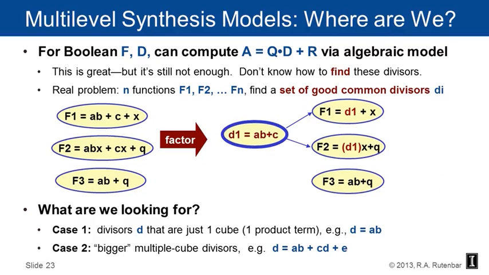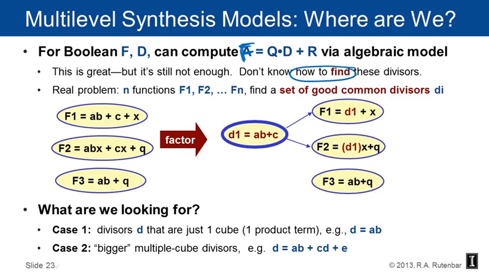So here we are. We've actually made some really good progress. If I have a Boolean function f and a Boolean function d, and I put them in this algebraic model, I can compute f equals q times d plus r. And I can actually do this via the algebraic model. And this is great, but it's still not enough. I don't know how to find these things. I don't know how to find these interesting divisors.